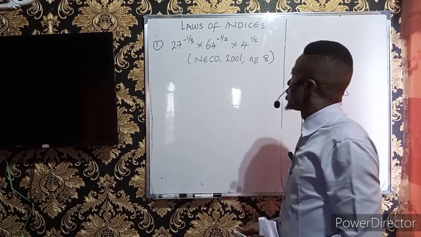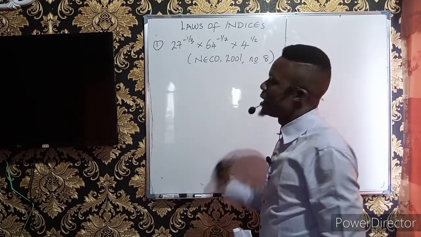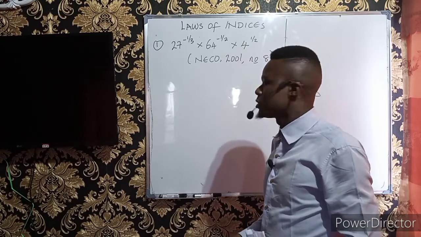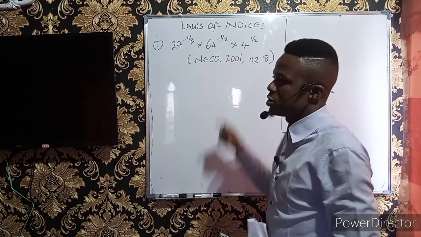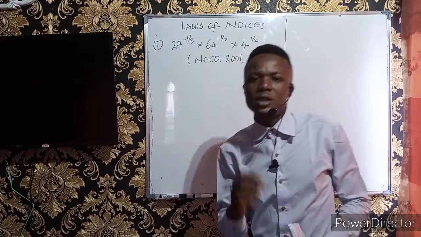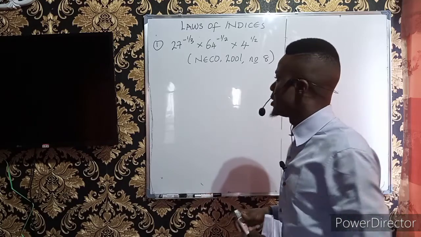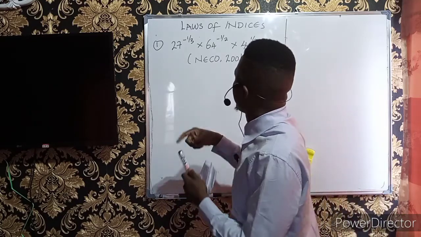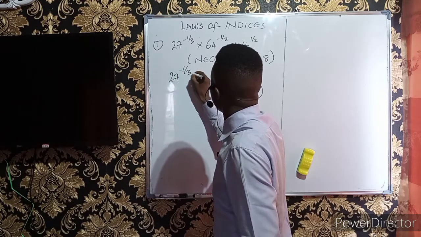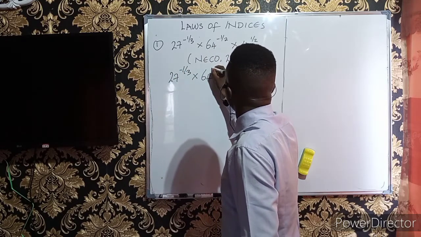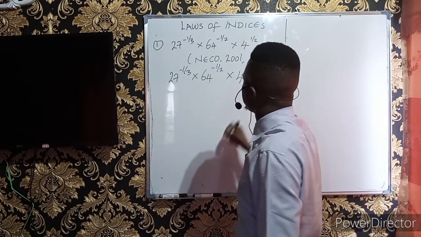A good look at this question will make you know that all of them are not in the same base, and therefore you cannot just apply the laws of indices straight by adding the powers, because this is multiplication. So you have to blend it a bit to make it conformable for the application of the laws of indices. Now, this is what I have: 27 to the power of negative 1 over 3 times 64 to the power of negative half times 4 to the power of half.